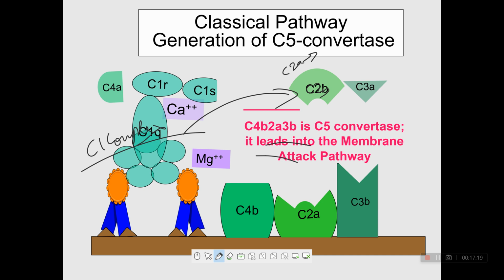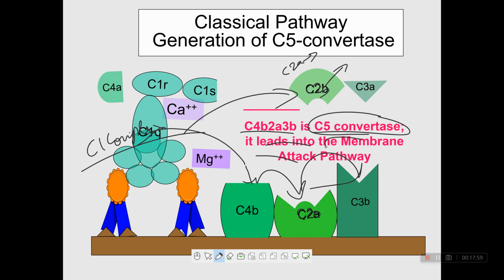C2 is the exception, remember this. So C2B is removed and C2A will remain for the binding. Clear? So first the C1 complex activates C4, then C2, then C3b. So C4b, C2a and C3b is a C5 convertase. This is a C5 convertase and it leads into the membrane attack pathway. When this C5 convertase is activated, it activates C5, and after that this C5 helps in the membrane attack pathway. Clear?